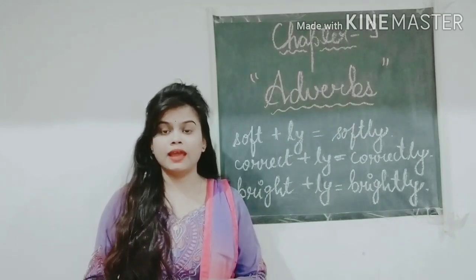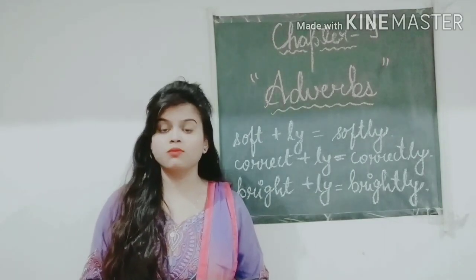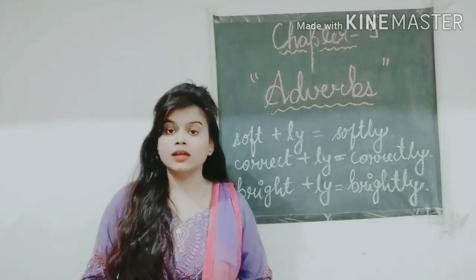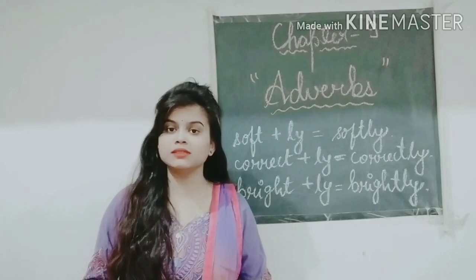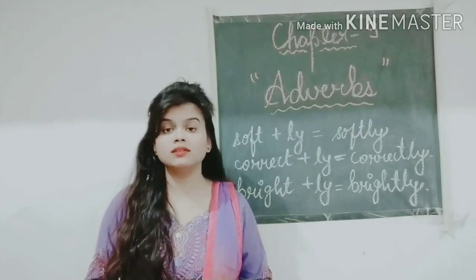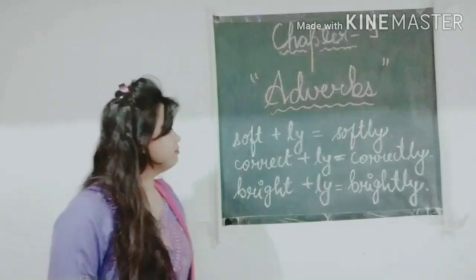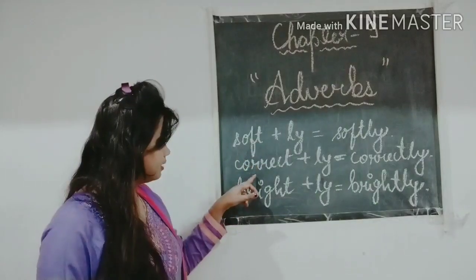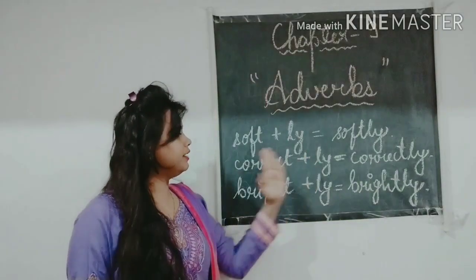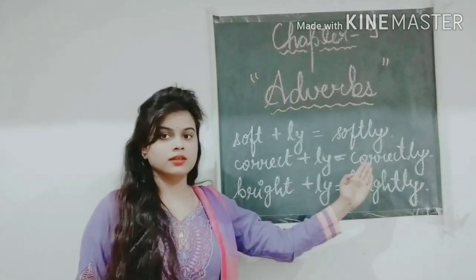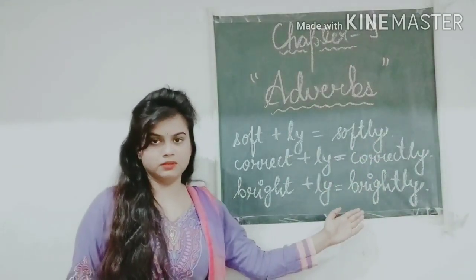Adverbs are formed by adding ly to the adjectives. Now you have already learnt about adjectives. What are adjectives? A word that describes a noun or adds something to it is known as an adjective. Adjectives are describing words, right? We have some adjective words here: soft, correct, bright. Now when we add ly to the adjective words, we will get softly, correctly and brightly. These words are adverbs.